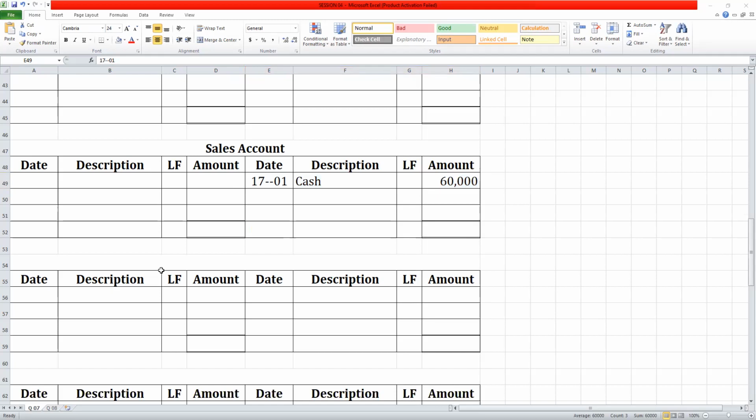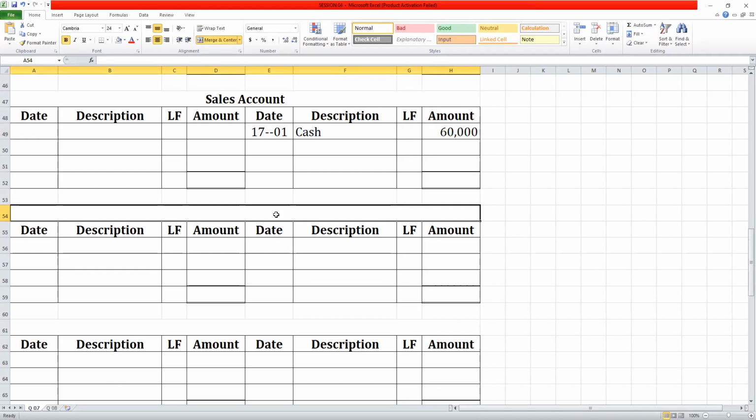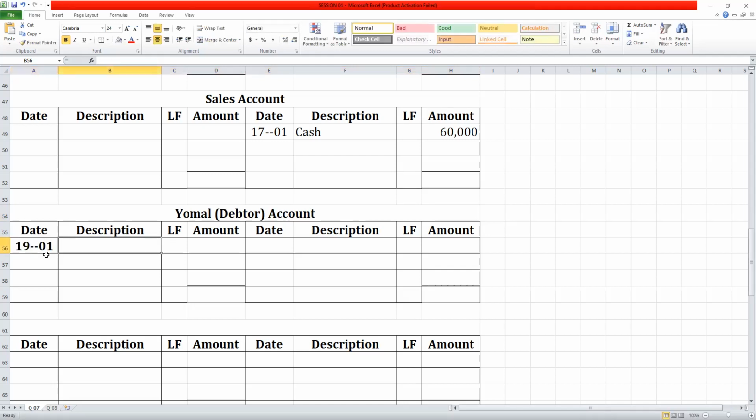Credit sales to Yomal 70,000. This time, business doesn't receive cash, right? But as a result of this transaction, the business creates another asset. That is, Yomal is recognized as a debtor. Yomal account. Yomal is a debtor. Debtor is an asset. Again, asset increases debit. 19th of January.